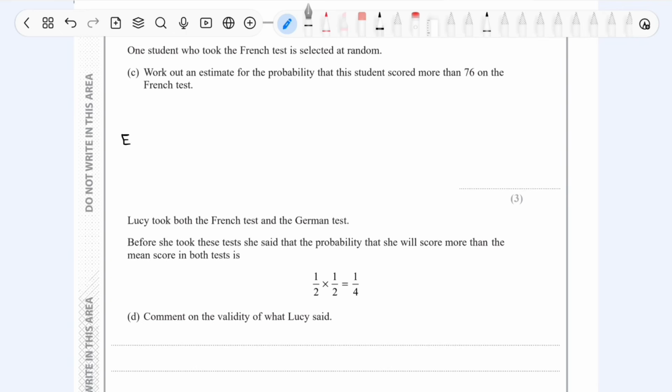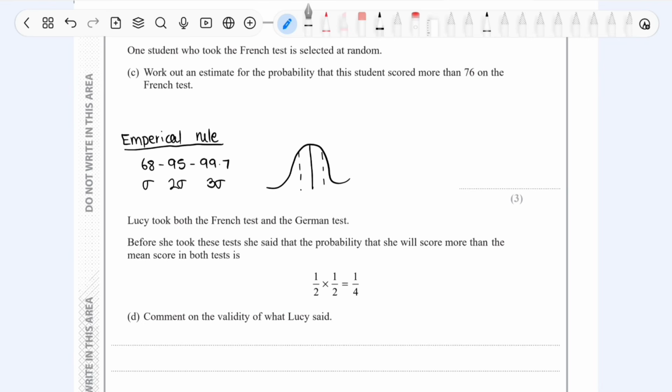Now the empirical rule essentially states that 68%, 95%, or 99.7% of the data lies within a specific number of standard deviations. This is for 1 standard deviation, 2 standard deviations, and 3 standard deviations of the data. And you can illustrate this like so. You have your mean here, and then you have 1 standard deviation each side, 2 standard deviations each side, and then 3 standard deviations each side.